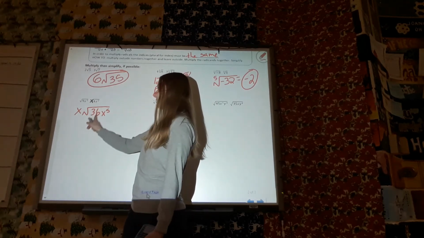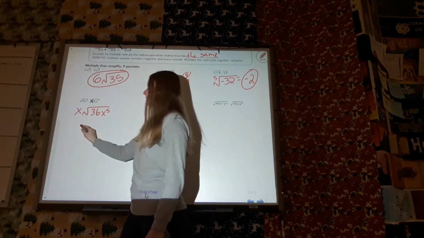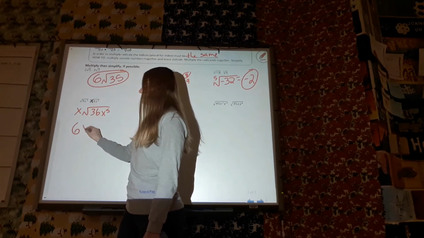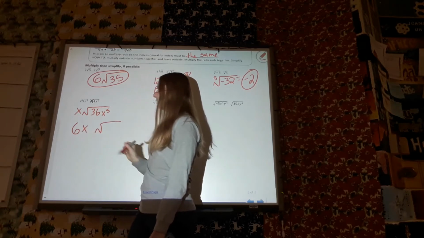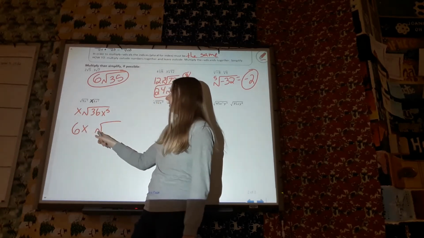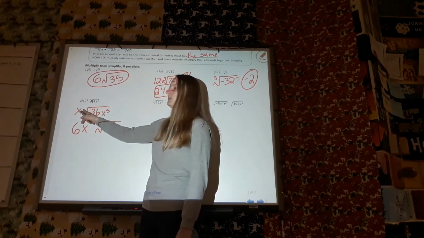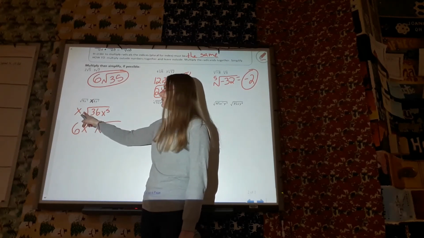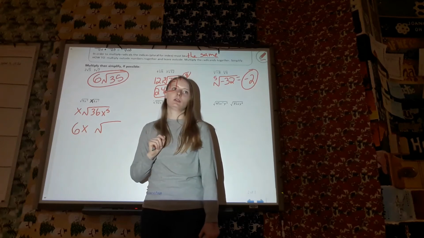Square. So what would the square root of that be? 6. So I have 6x. No number left on the inside anymore. And then I have x to the 5. So what's the index for this again? 2. How many 2's can you fit in 5?